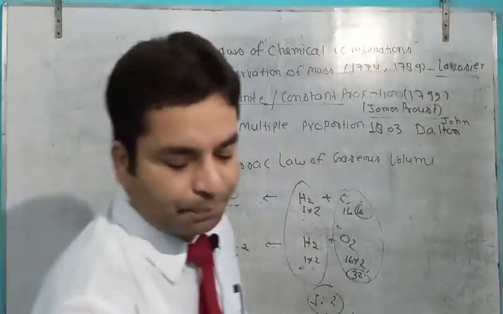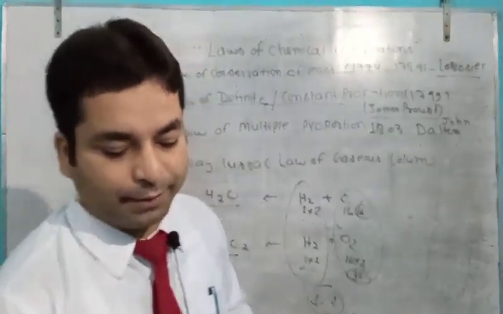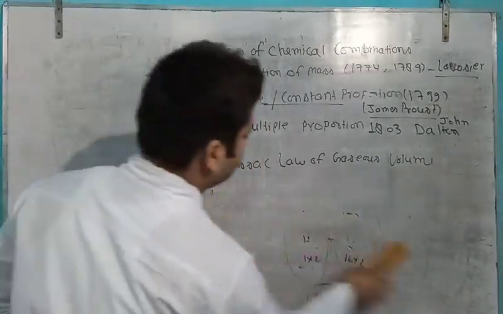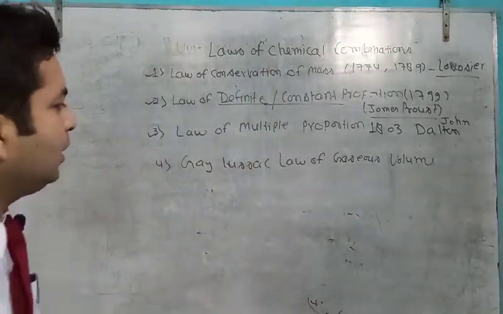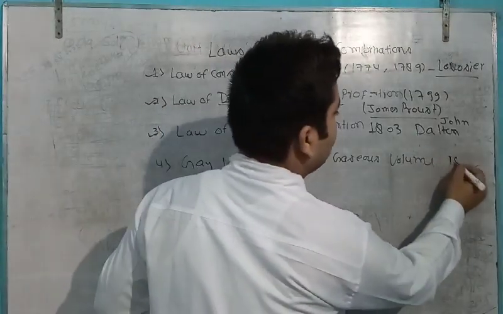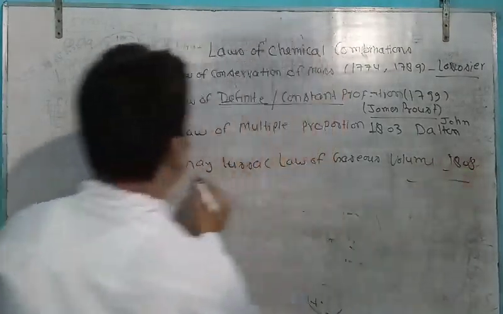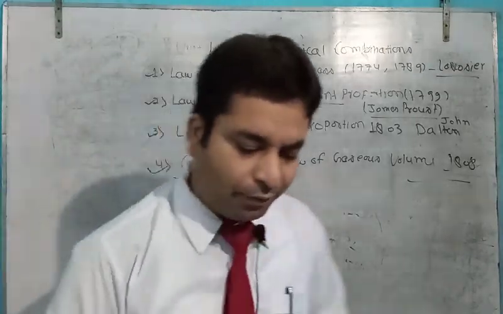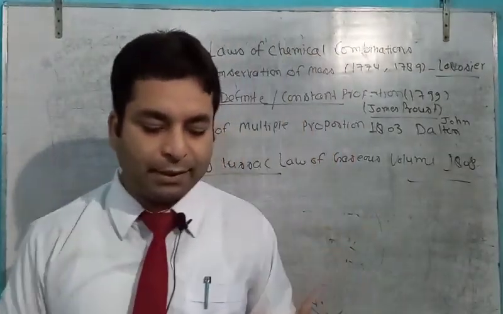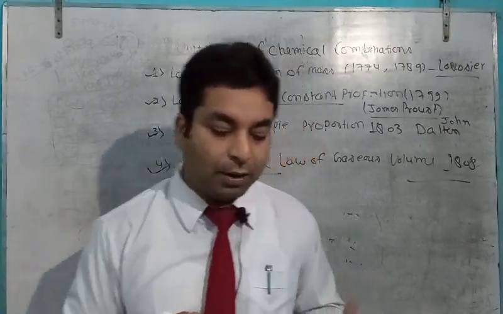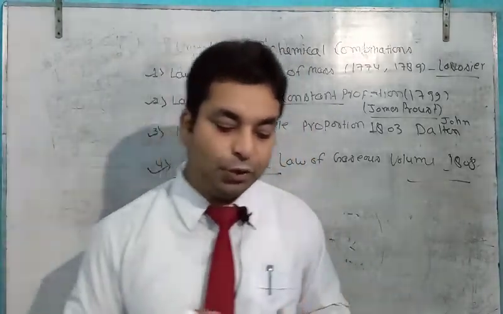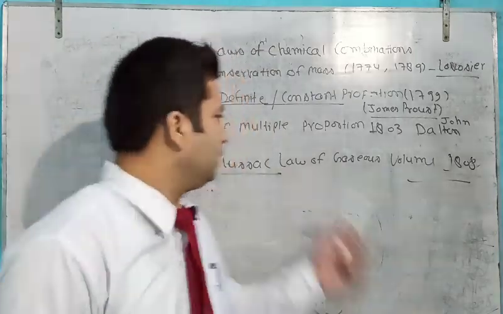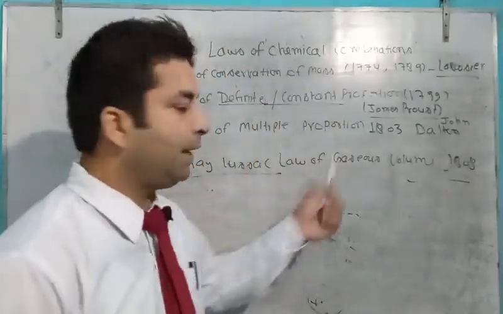And the last law was given by Gay-Lussac in 1808. He was also a French scientist. Gay-Lussac observed that when gases combine or are produced in a chemical reaction, they do so in a simple ratio by volume. Here it is by mass, and here by volume.